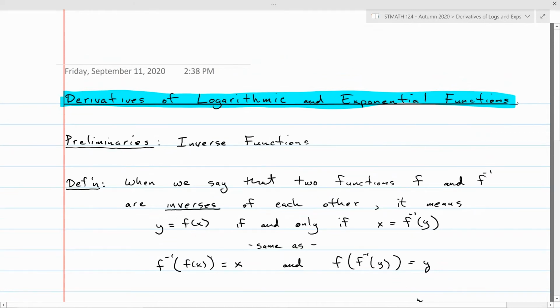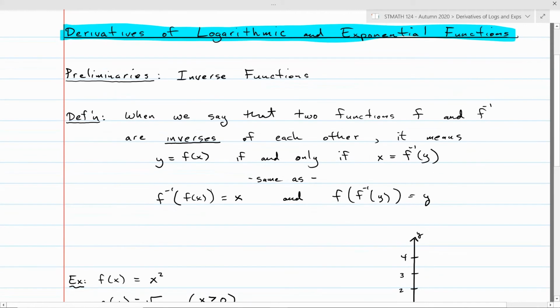The topic for today is derivatives of logarithmic and exponential functions. Before we can start really talking about these derivatives, there's a little preliminary topic we need to talk about, which is the topic of inverse functions, which you've probably learned about previously in high school or maybe a pre-calculus class, but it would be worth taking a few minutes just to review some of that.